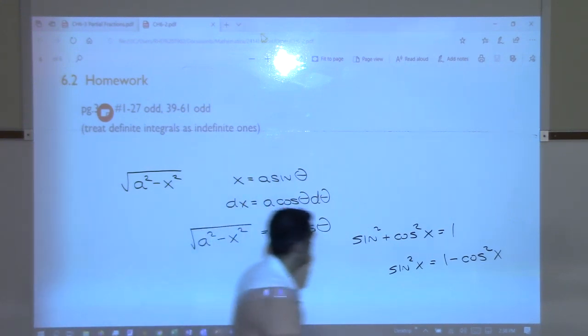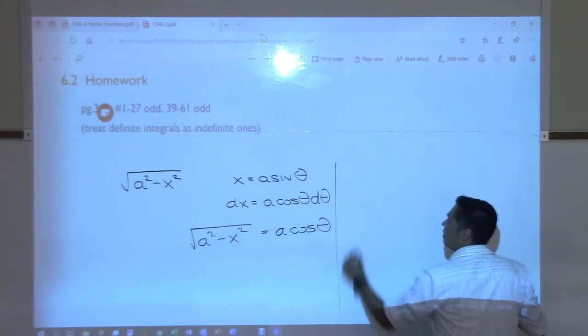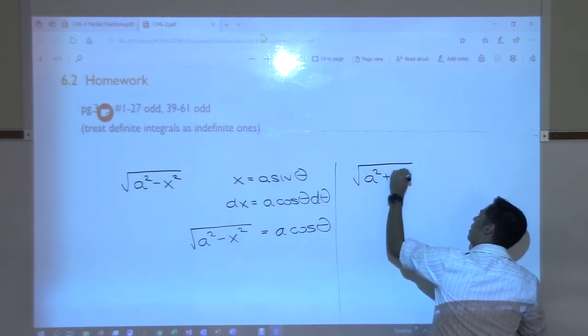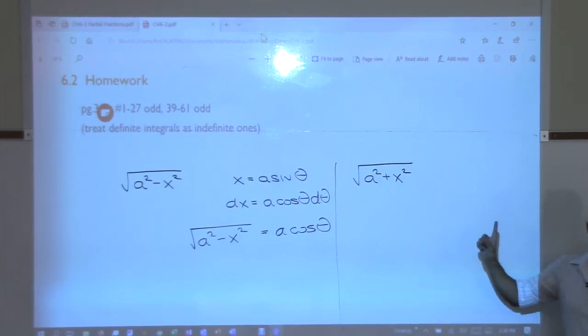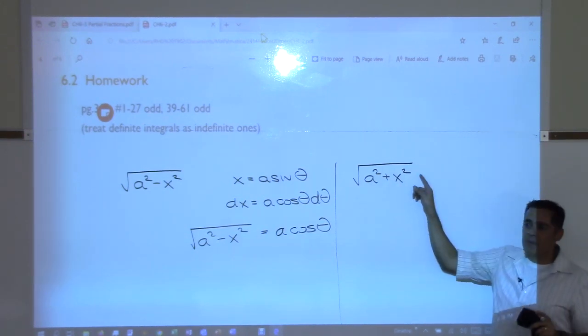Okay, let's look at the next one. Let's do them this way. When I think of trig identities, again, I'm treating this like the 1. Which of my Pythagorean identities has 1 plus something squared?